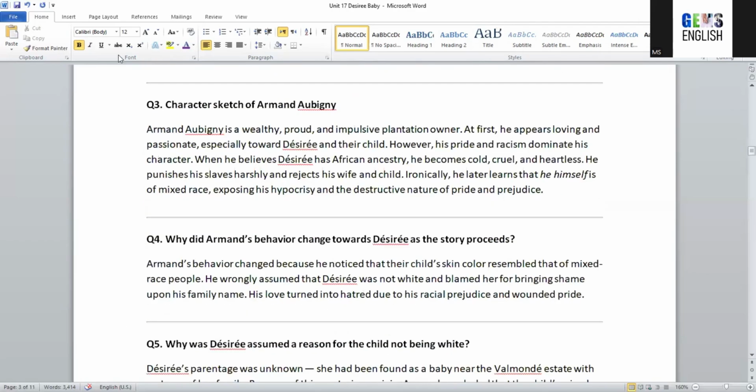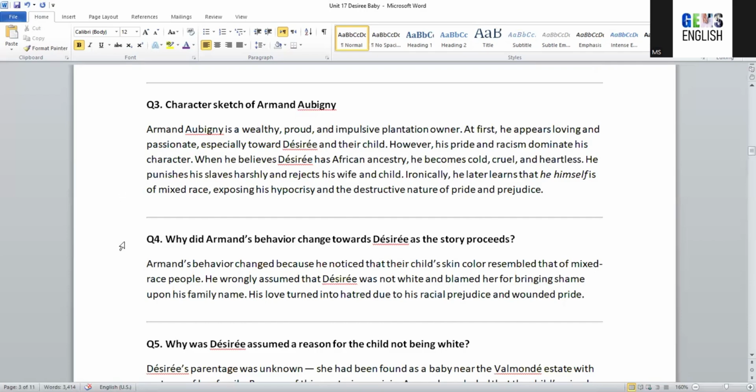Q3. Character sketch of Armand Aubigny. Armand Aubigny is a wealthy, proud, and impulsive plantation owner. At first, he appears loving and passionate, especially toward Desiree and their child. However, his pride and racism dominate his character. When he believes Desiree has African ancestry, he becomes cold, cruel, and heartless. He punishes his slaves harshly and rejects his wife and child. Ironically, he later learns that he himself is of mixed race, exposing his hypocrisy and the destructive nature of pride and prejudice.